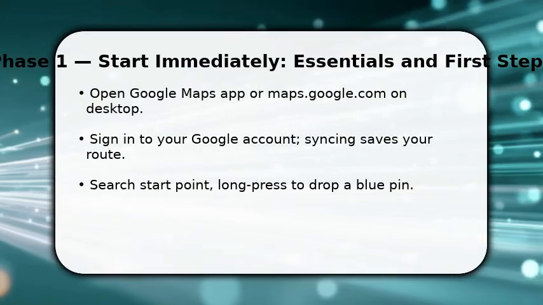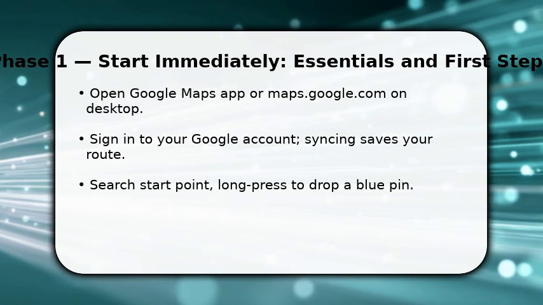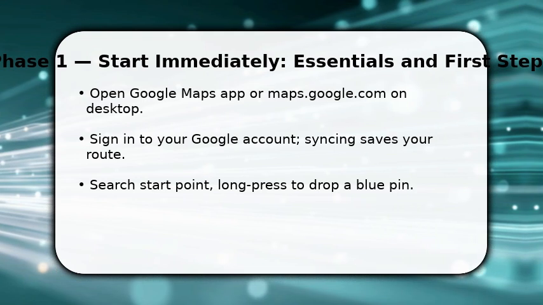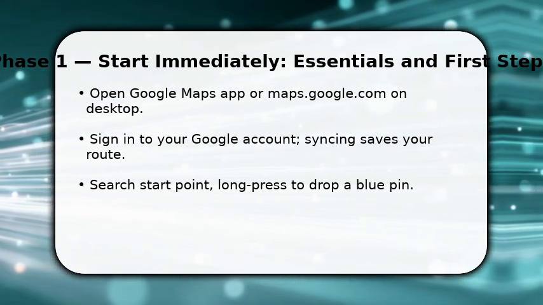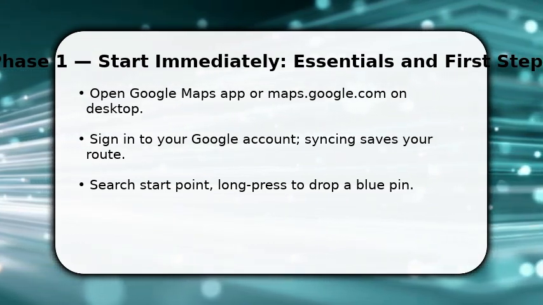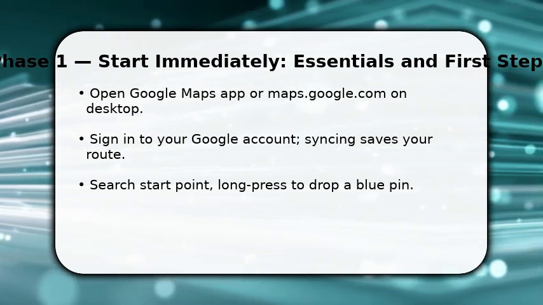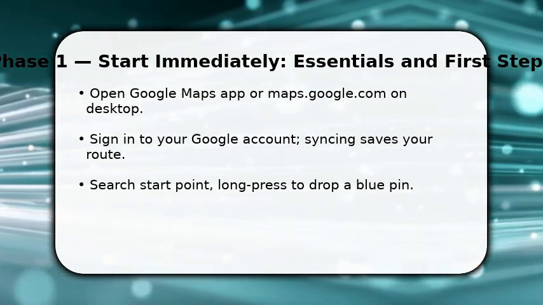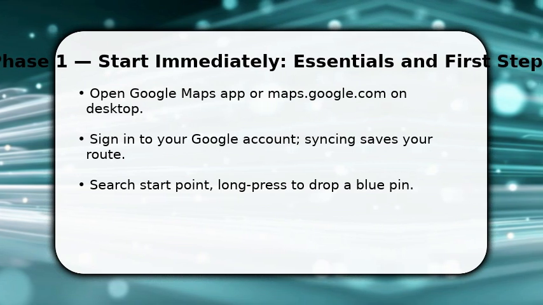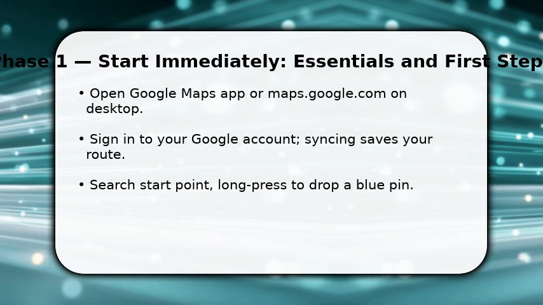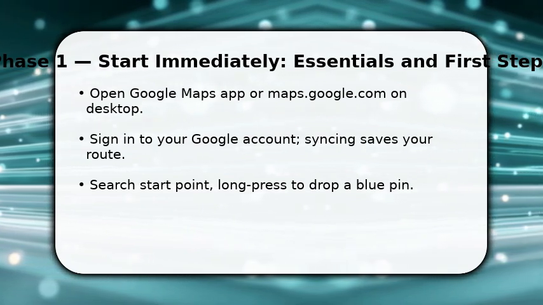You begin by opening Google Maps and signing in so your work syncs across devices. First, search or tap the location where you want to start, then long press to drop a pin. This anchors the route. Once done, tap the Directions button and choose your mode of travel. This determines the path algorithm used. Make sure to select the correct start, because the next steps build on that exact point and avoid retracing later.